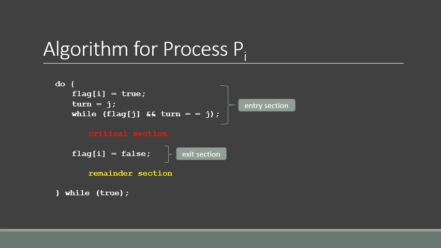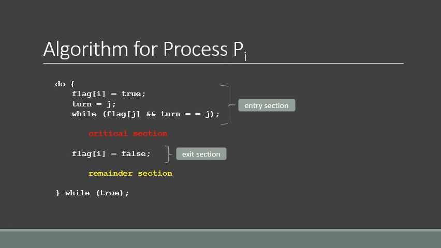This is the algorithm for a typical process Pi. This algorithm is composed of four parts: entry section, critical section, exit section, and remainder section. Entry section contains the code that allows a process to enter its critical section.